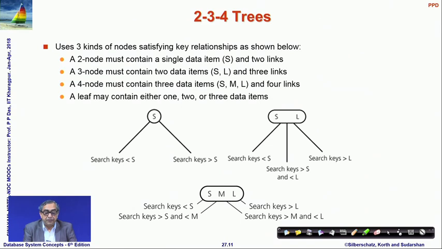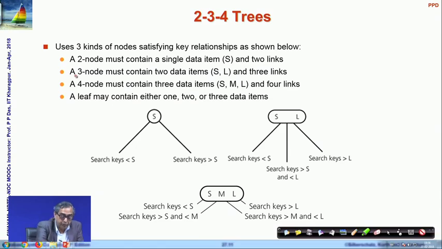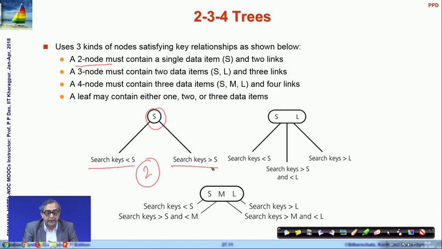It uses 3 kinds of node, as I have said, and now let me show you. If we are talking about a 2 node, there is one data item S, and all search keys which are less than S are on this side, all search keys which are greater than S are on this side. For simplicity of discussion, we are assuming that all keys in this data structure are unique, so there are no repeated keys. Repeated keys can be handled in a very easy manner. So, this is one type of node.